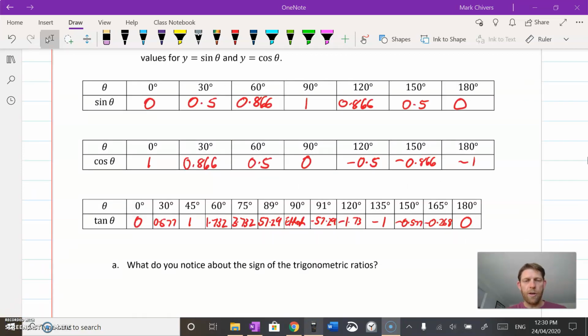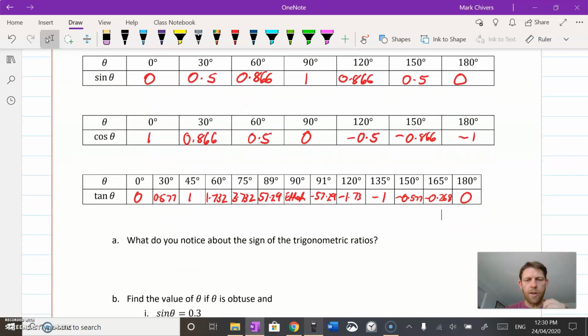Okay, so now you've had the opportunity to fill out the table, we can start to look at the patterns that form within it. The next question, A, says, what do we notice about the sign of the trigonometric ratios? So obviously, looking at cos and tan first, we'll go back to sine in a minute.